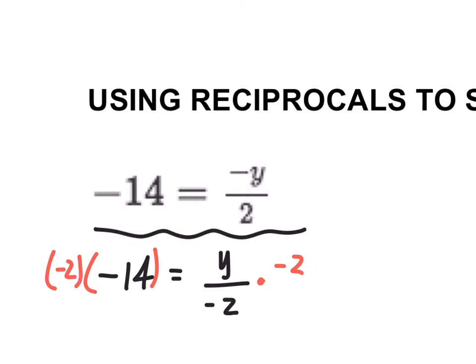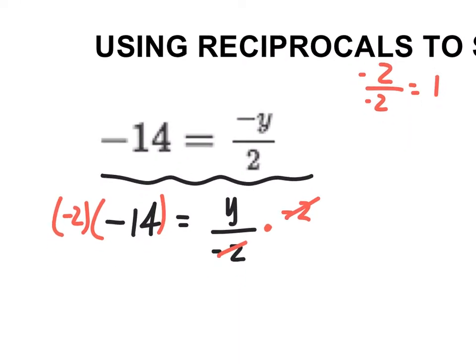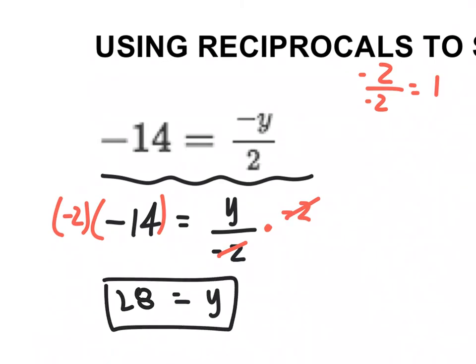Now here's the thing. When I do negative 2 divided by negative 2, what is that? Negative 2 divided by negative 2 is going to equal positive 1. This divides out to 1, and what you're left with is just y. So if you're doing this division, then you need to just multiply both sides by the denominator. But now over here, I've got negative 2 times negative 14, and that's going to give me positive 28. So y is equal to 28.